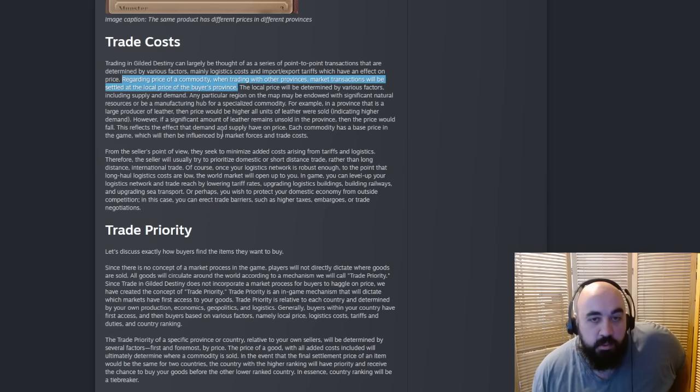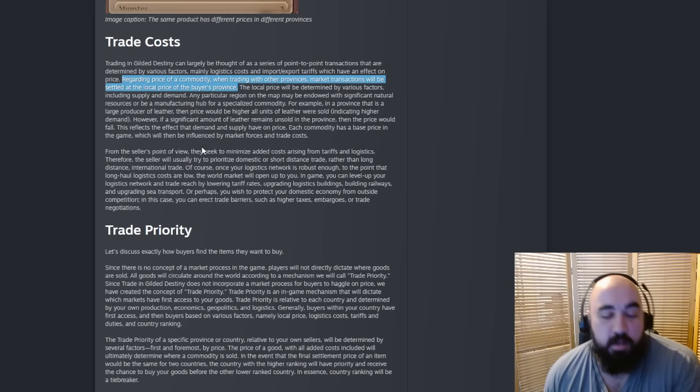The local price will be determined by various factors, including supply and demand. Any particular region on the map may be endowed with significant natural resources or manufacturing hub for a specialized commodity. For example, in a province that is a large producer of leather, then the price would be higher. All units of leather were sold, indicating higher demand. Then price would be higher. All units of leather were sold. In a province that is a large producer of leather, then prices would be higher. All units of leather were sold.